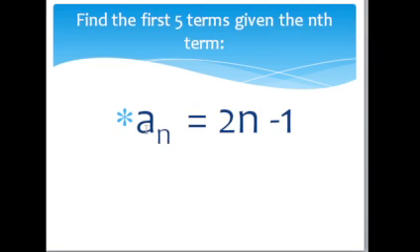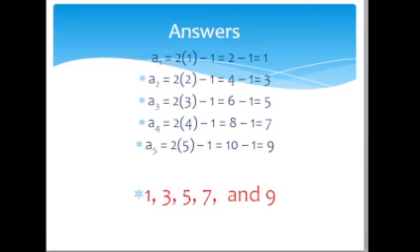Okay, consider this next example. Find the first 5 terms given the nth term. We have a sub n equals 2n minus 1. So how will you get the first 5 terms just given the nth term or this formula? Okay, we have a sub 1. So we will start with 1 as the first value. Next is 2, 3, 4, and 5 because you're asked to find the first 5 terms.